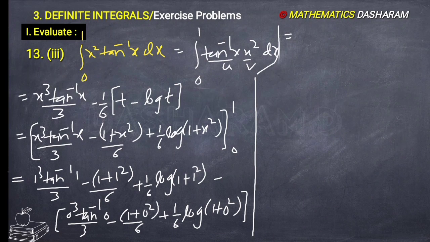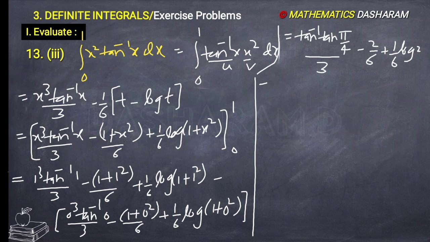So it is equal to 1 cube into tan inverse 1, which we can write as tan pi by 4, divided by 3, minus here 1 plus 1 square is 2 by 6, plus 1 by 6 into log of 1 plus 1 square, which is log 2, minus bracket of 0 cube into tan inverse 0. 0 into anything is 0, and 1 plus 0 square is 1, minus 1 by 6 here plus 1 by 6 into log of 1 plus 0 square, which is 1.